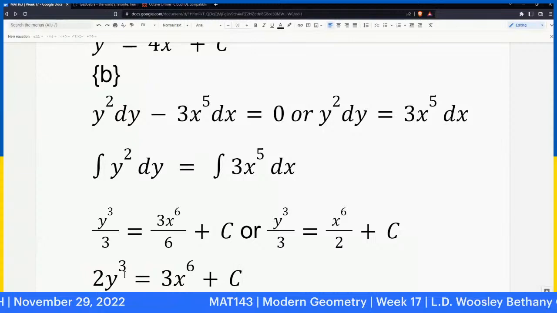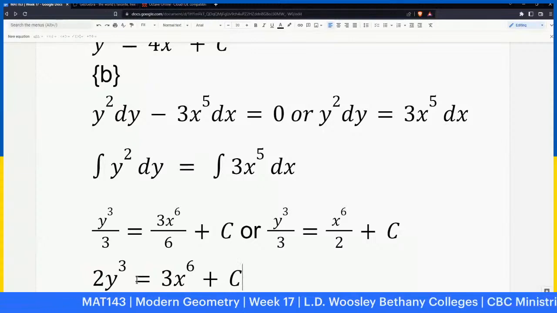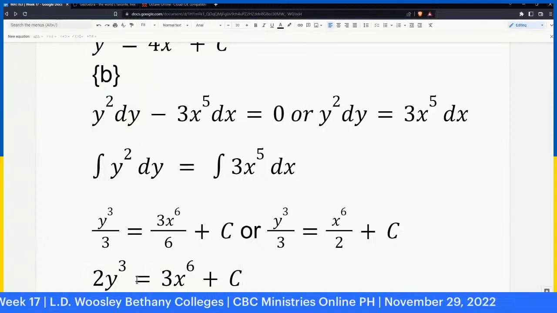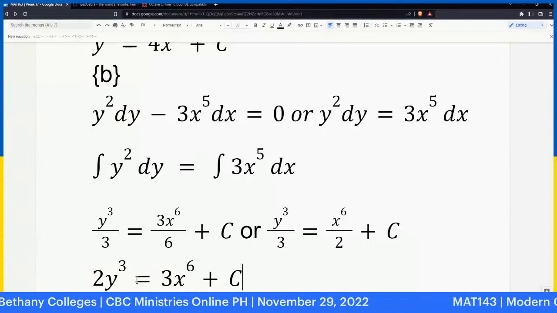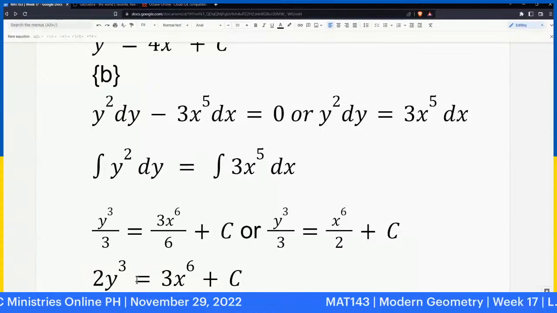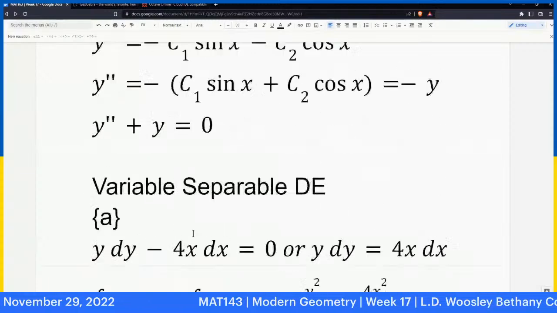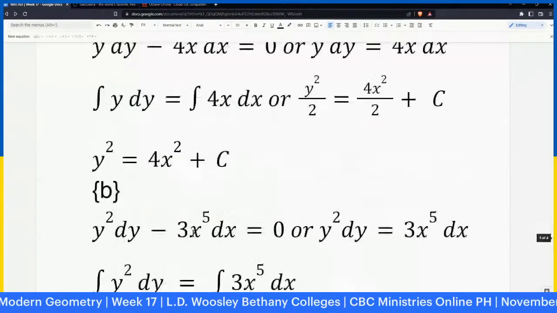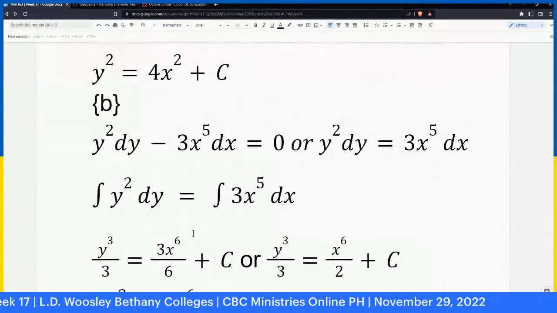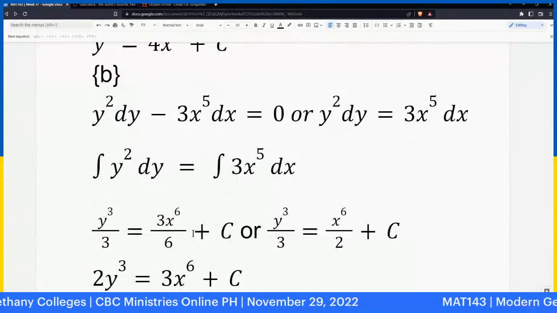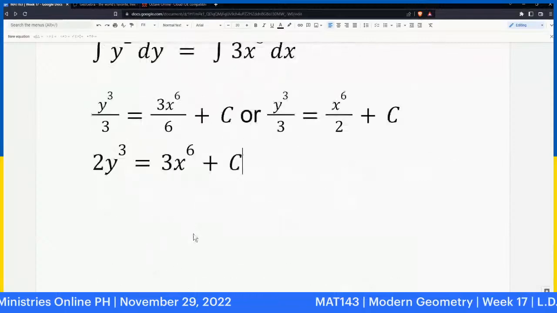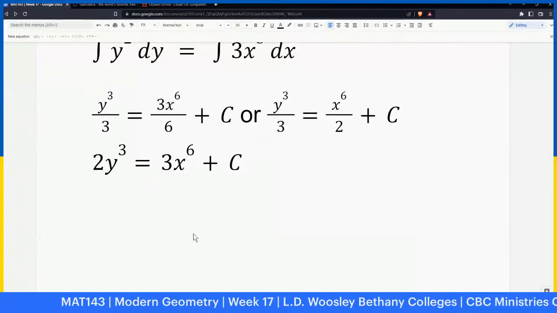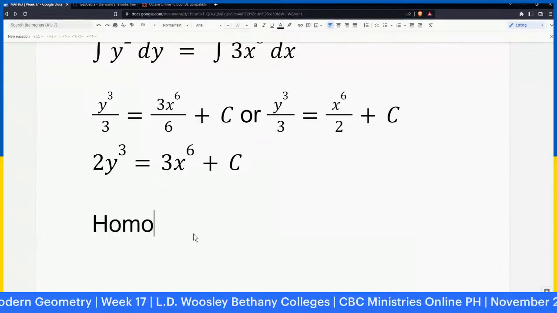Alright, let's move on now to the next type, which is homogeneous equation. Let me try to explain. Sometimes it's not separated. You cannot separate the variables, no? That's a dilemma. So we need to look into the next methodology, which is homogeneous equation.